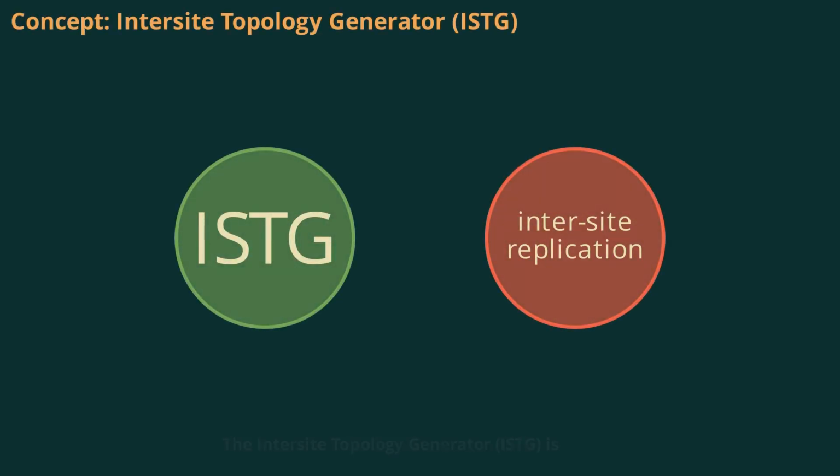The Inter-Site Topology Generator, ISTG, is responsible for managing the inter-site replication topology. It designates bridgehead servers and creates inbound connection objects from other sites. The ISTG ensures that inter-site replication is both efficient and manageable.